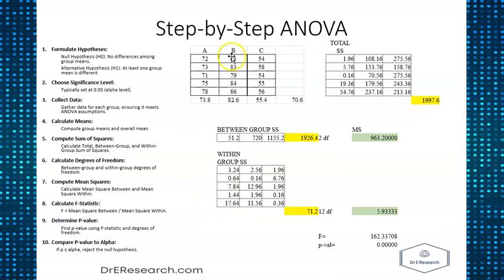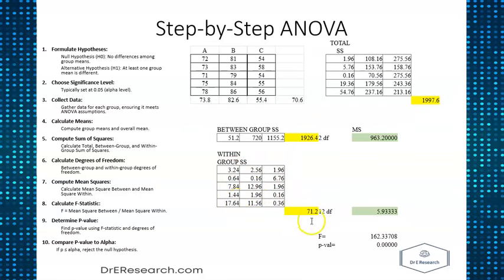And then for group B, I do it with its mean. So I get 81 minus 82 squared, put the value here, and so forth. And the same for C. Each of these subtracts its own mean, square it, put it in each of these. Okay? And so this gives me all the components.